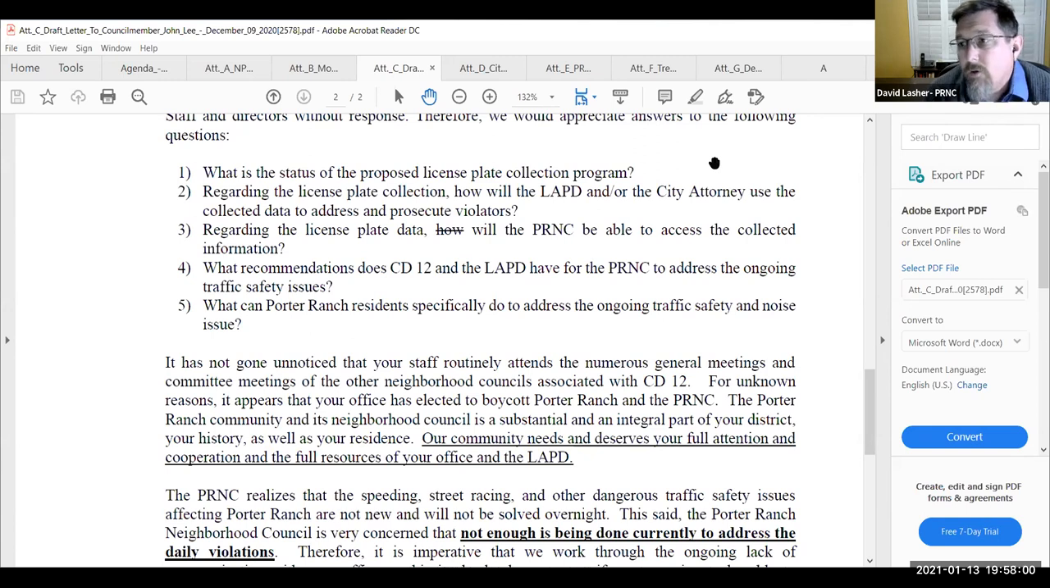I started working in local government 20 years ago next month. I've been in his shoes. I've been to hundreds of council meetings. I know what his job's like. I know how much pressure he's under. I know how much workload he has. We have never been unkind to him. We've been respectful of him.